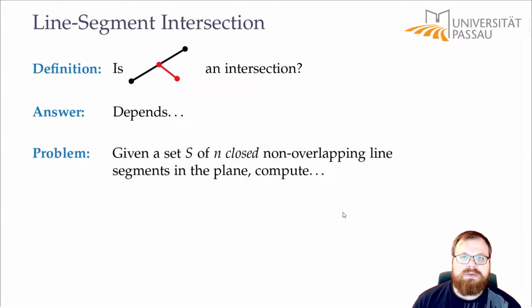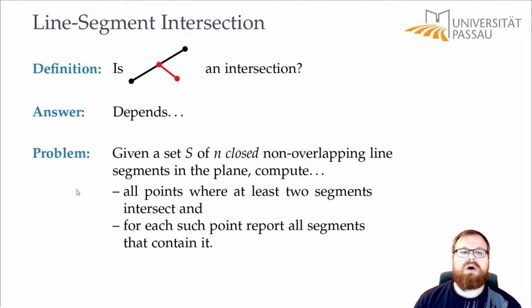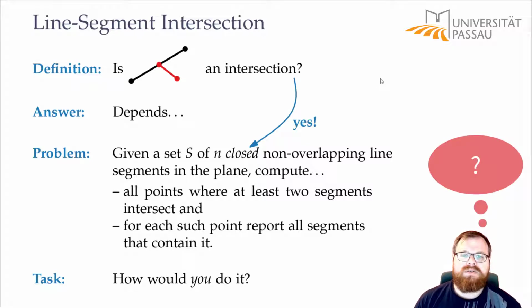And what do we want to compute? We want to compute all points where at least two segments intersect, and for each such point we want to report all those segments that contain it. And this gives us the bridges, and it also tells us which road crosses which river at which bridge. So since we have closed line segments and the endpoints belong to the segment, that means, yes, for us this is indeed an intersection. How would you solve this problem?